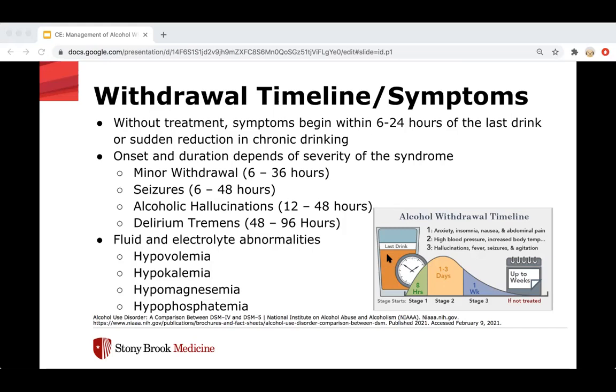They also can present with hypomagnesemia, and this is common in patients who develop delirium tremens, and it actually predisposes the patients to dysrhythmias and seizures. And they also commonly present with hypophosphatemia, and this is more related to the fact that a lot of these chronic alcohol users are malnourished, and this can also contribute to cardiac failure and rhabdomyolysis.